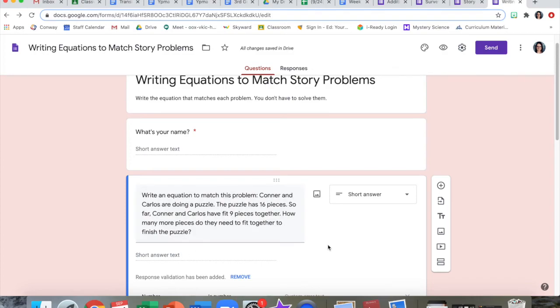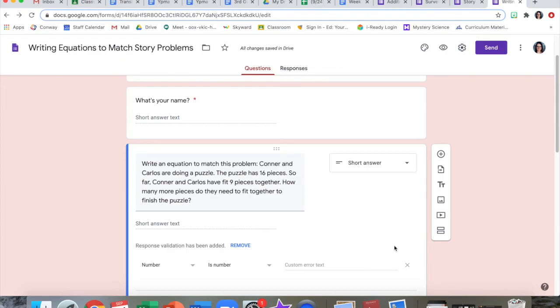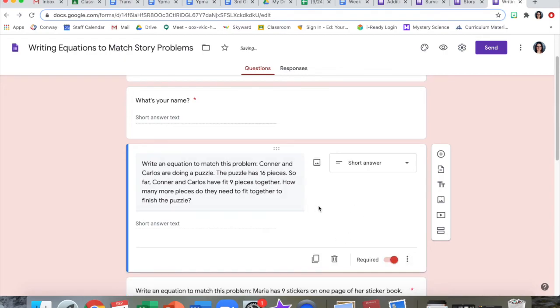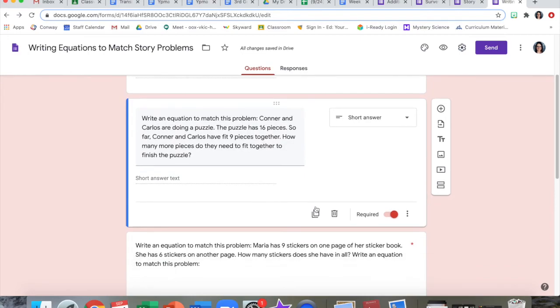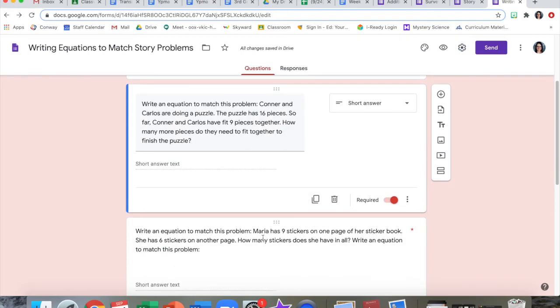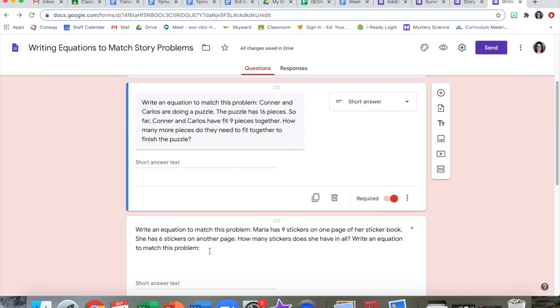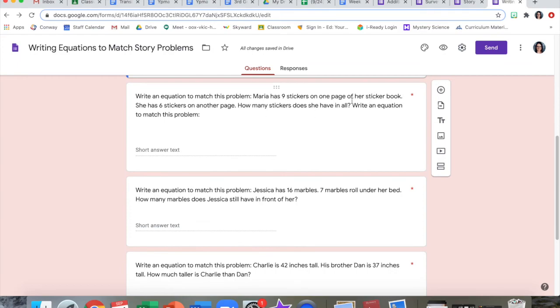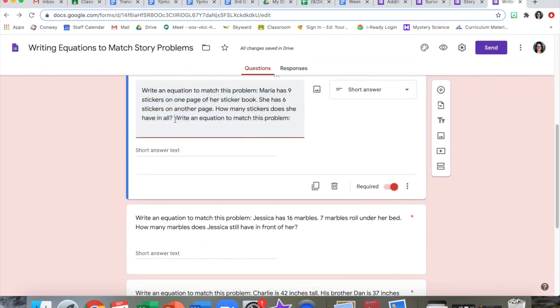I'll read you the rest of them just in case that's helpful. This problem says, write an equation to match this problem. Maria has 9 stickers on one page of her sticker book. She has 6 stickers on another page. How many stickers does she have in all? Write an equation to match this problem. I repeated that. Let's fix that real quick. There we go. So again, write your equation to match.